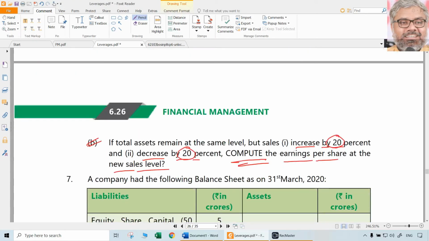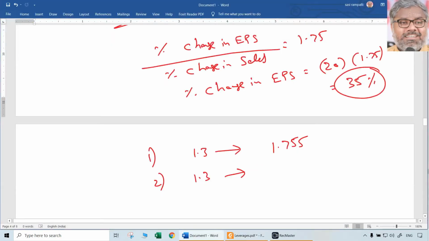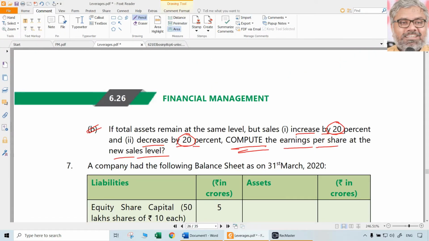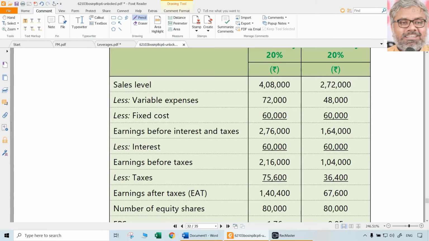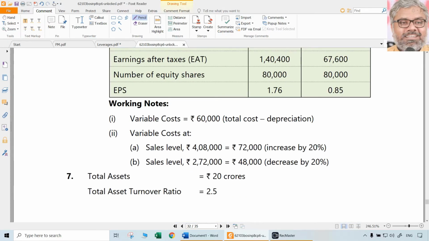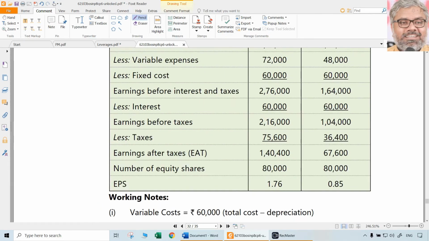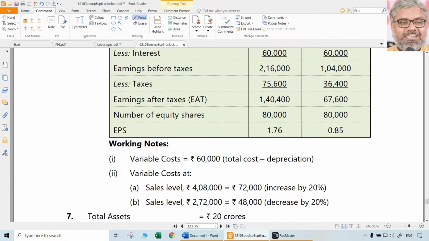For a 20% decrease in sales, how much will be the percentage change in EPS? A 35% decrease, naturally. So again, start with 1.3 minus 35%. That will become 0.845. That is the answer for the B bit. So when the sales increase, what happens? When the sales decrease, what happens? That's what is given. So what is the new EPS?